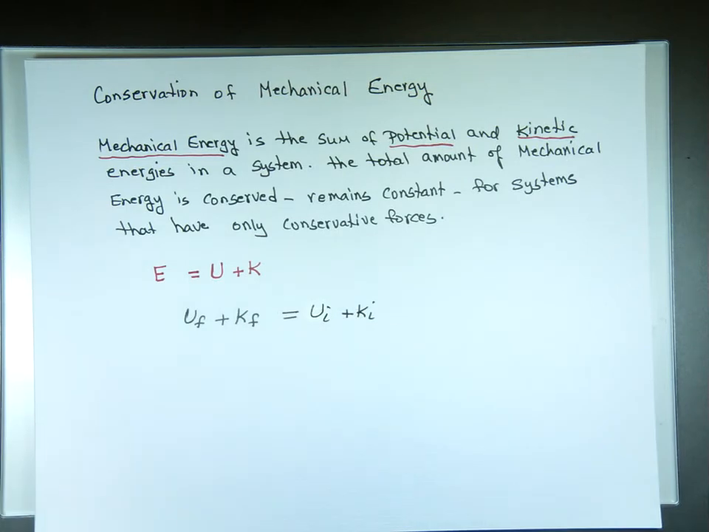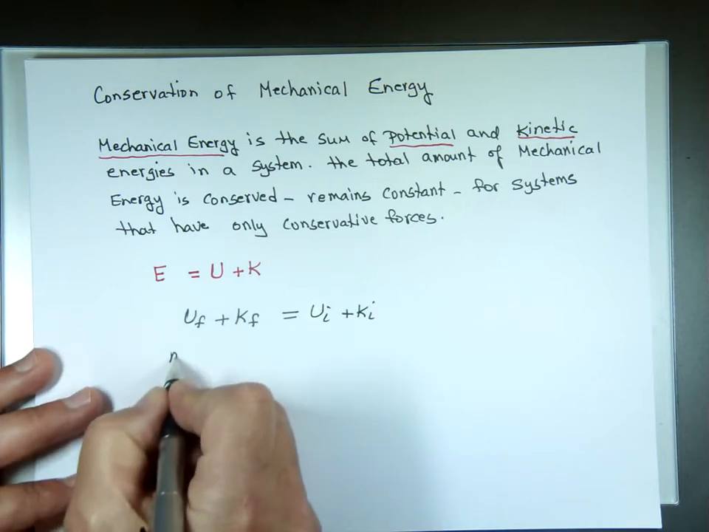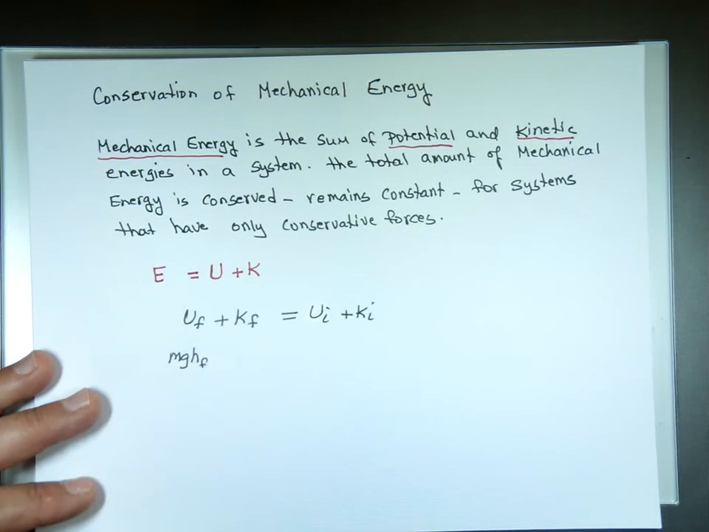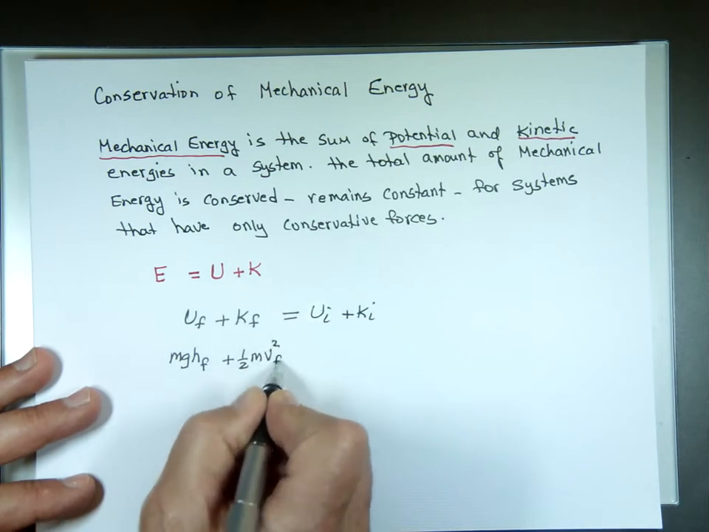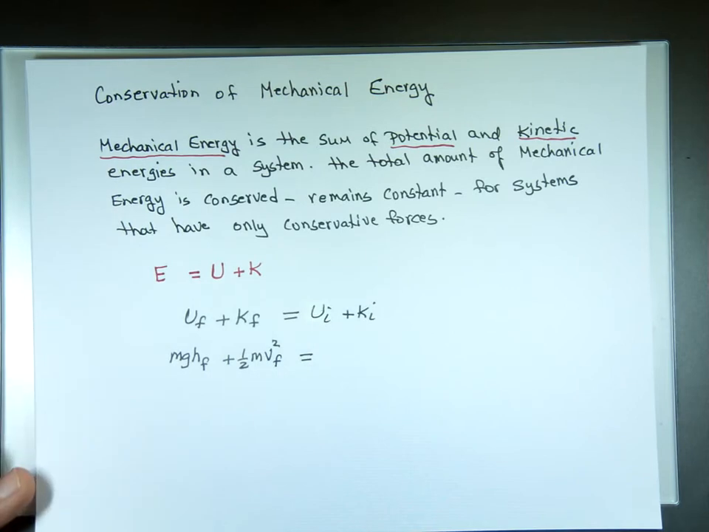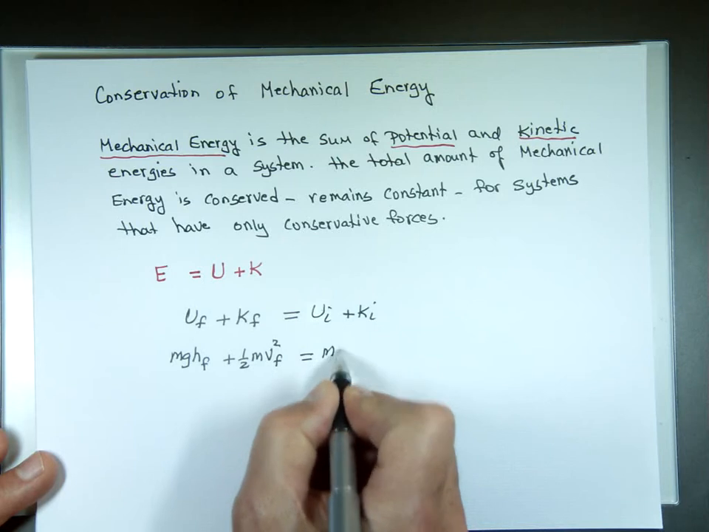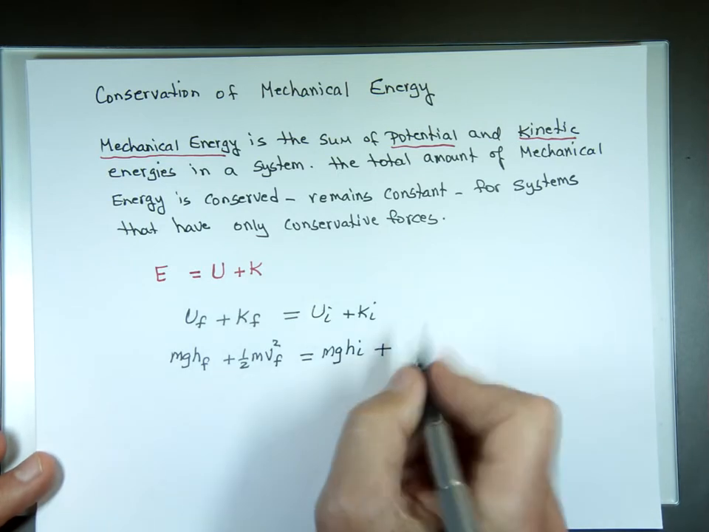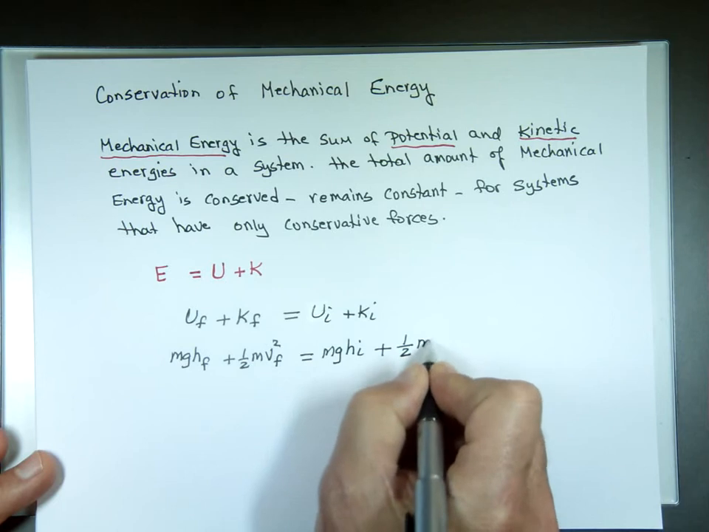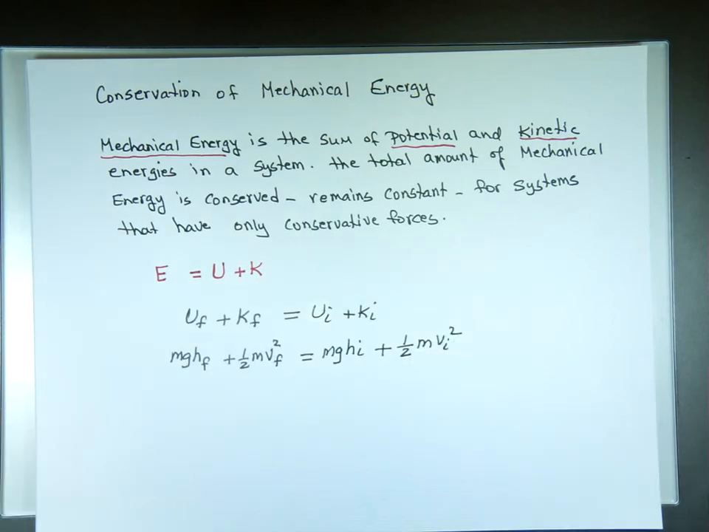Now, if you remember from the last two sections, potential energy is what? Mass times gravity times height, that's the final height. And the kinetic energy is what? 1/2 the mass times final velocity squared. That should equal the initial potential energy, mass times gravity times initial height, plus the initial kinetic energy, 1/2 mass times initial velocity squared. That's the equation I'm going to be using for both. That sum has to stay the same. That was the experiment we did in the lab last class.